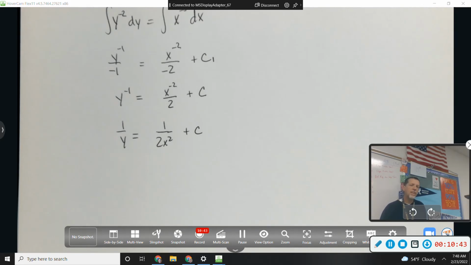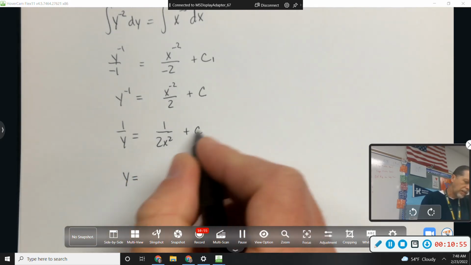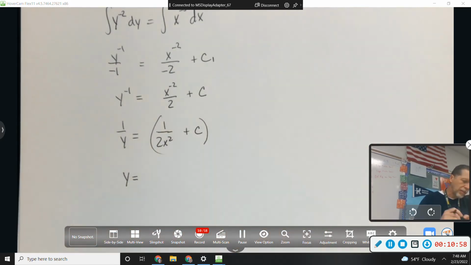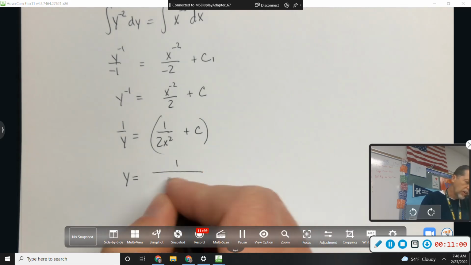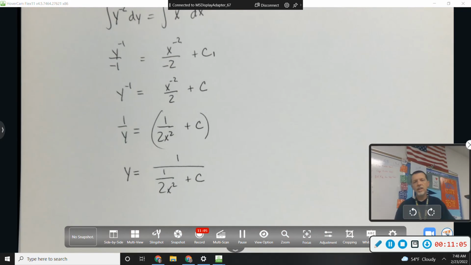Maybe the easiest thing to do is to flip the whole thing. But if we do that, we've got to flip this whole thing together. We can't flip the pieces. So y equals 1 over 1 over 2x squared plus c, to get y by itself. That's a safe stopping answer, perfectly okay.